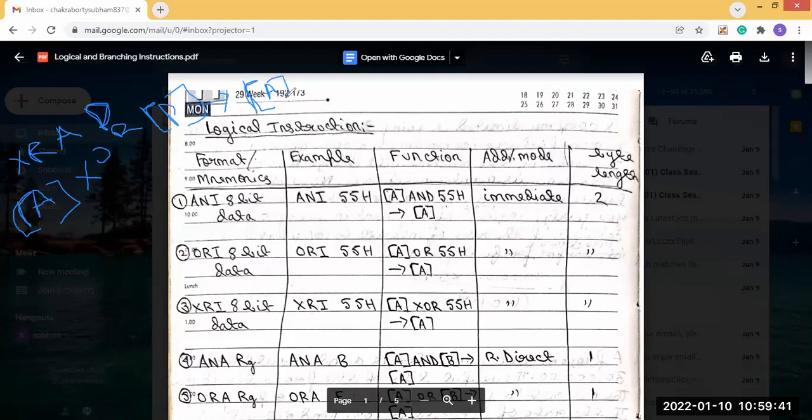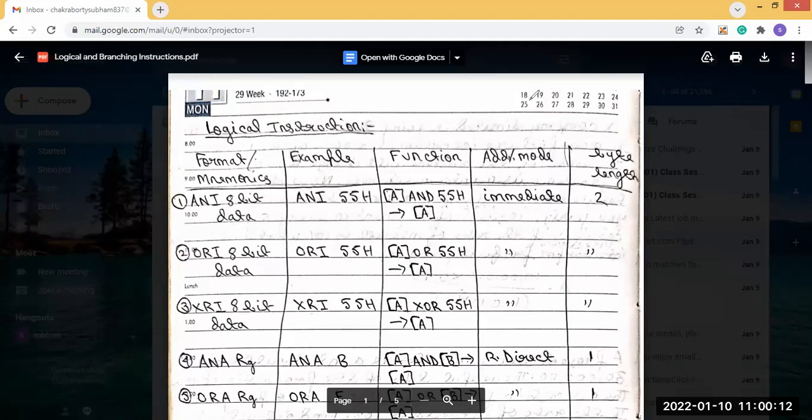So what will be its byte length and addressing mode? Its byte length is 1 and the addressing mode is register direct, because here a register is involved. So that's how you will be able to do that, because this is very easy. You only have to keep some things in mind.